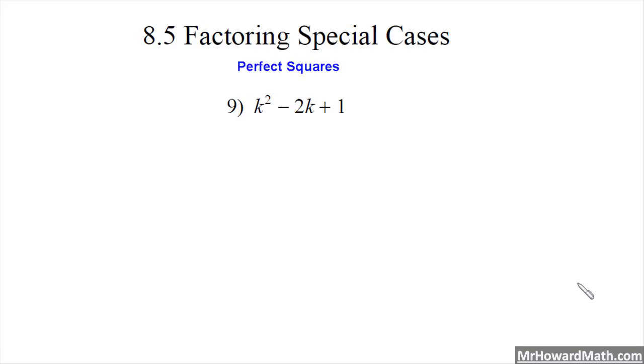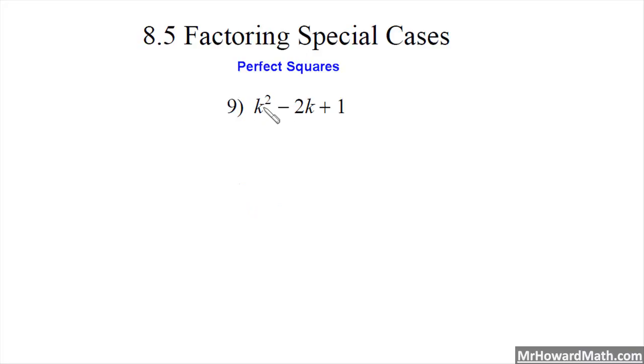Okay, in this second special cases factoring video, we're going to be looking at perfect squares. So when we end, they're going to look like this, either a plus b quantity squared or a minus b quantity squared, and what a and b are will vary. But that's the way they'll end up. Okay, so that's what we're looking for with these patterns.